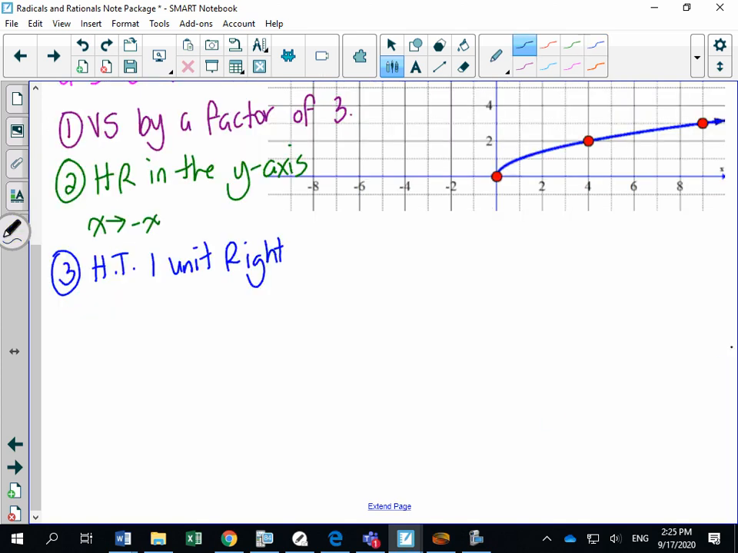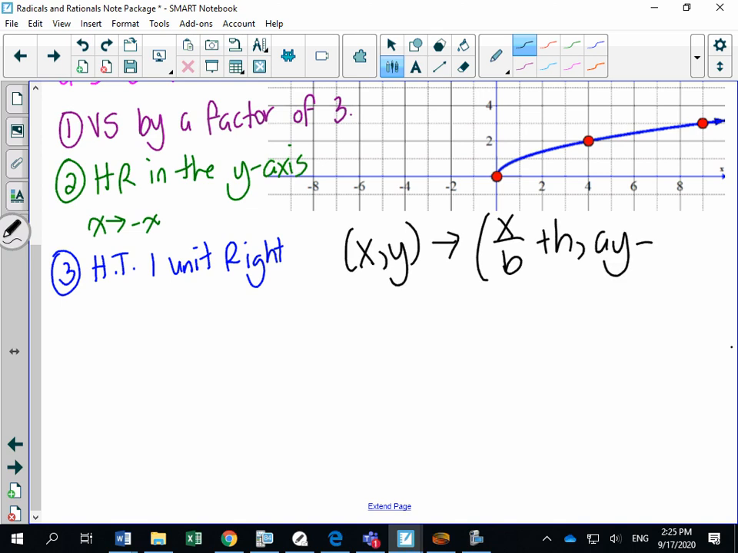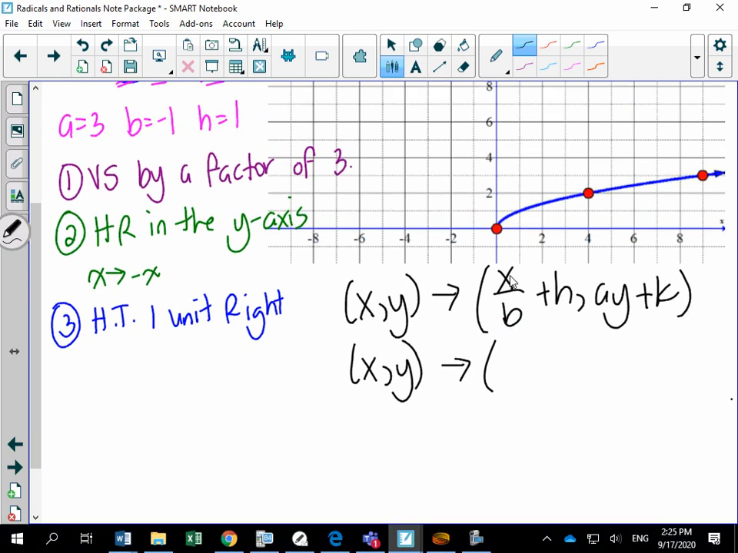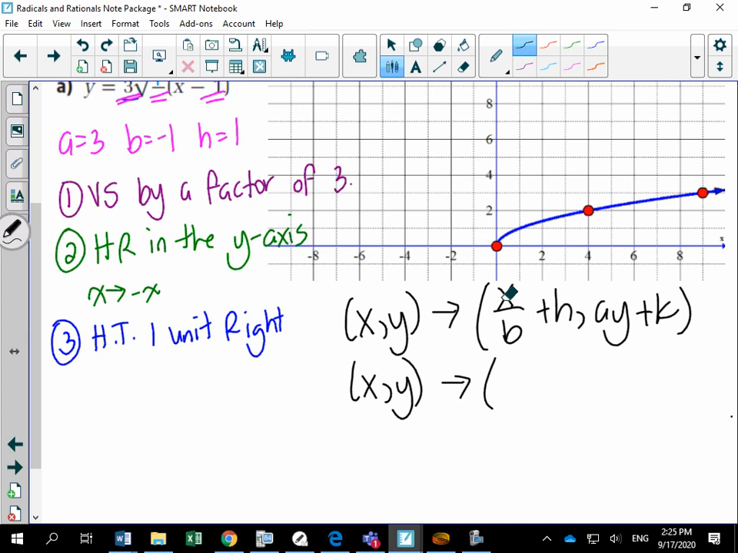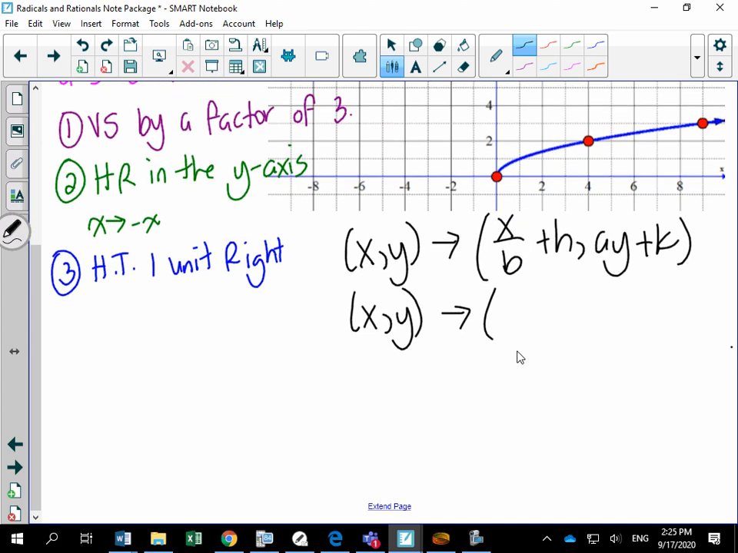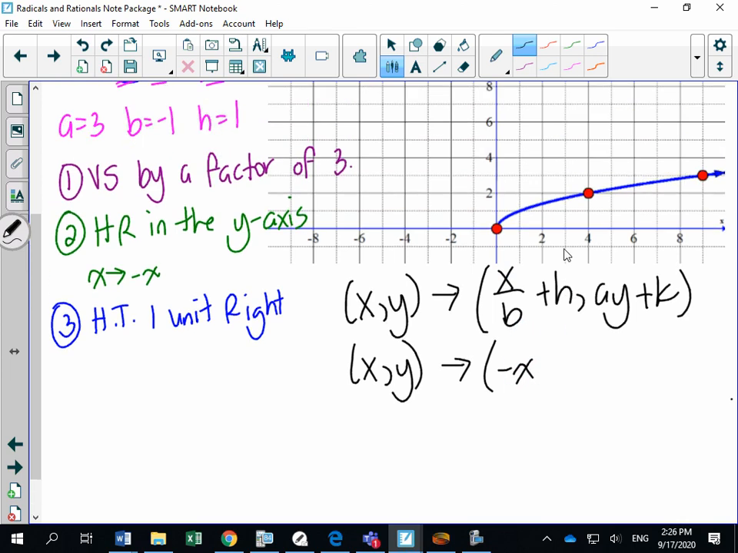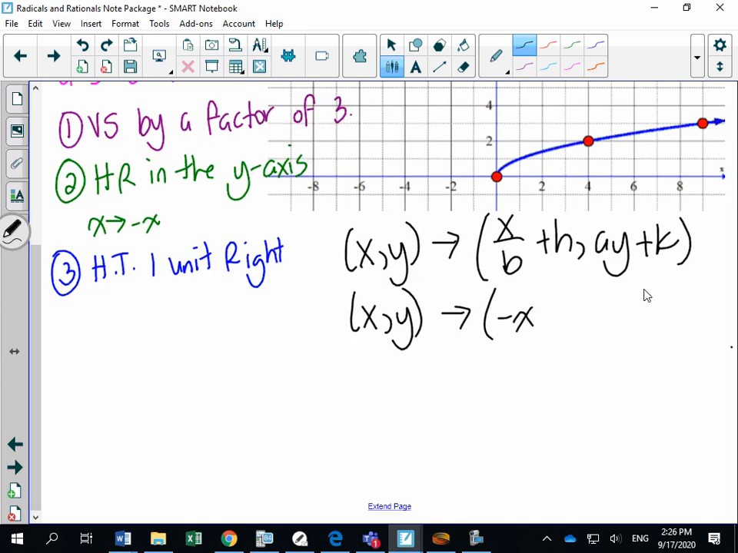So from the transformations unit, we know that x comma y, the new coordinate is going to be x over b plus h, a times y plus k. So an original point on my graph is going to be x over b. Now b is negative 1. So instead of writing x divided by negative 1, you could if you're comfortable with that, but x divided by negative 1, that's really negative x, right? I hope you see that. So if x was 2, 2 divided by negative 1 is negative 2. And then I'm going to put my plus h in, and my h is 1, so I'm going to put plus 1.